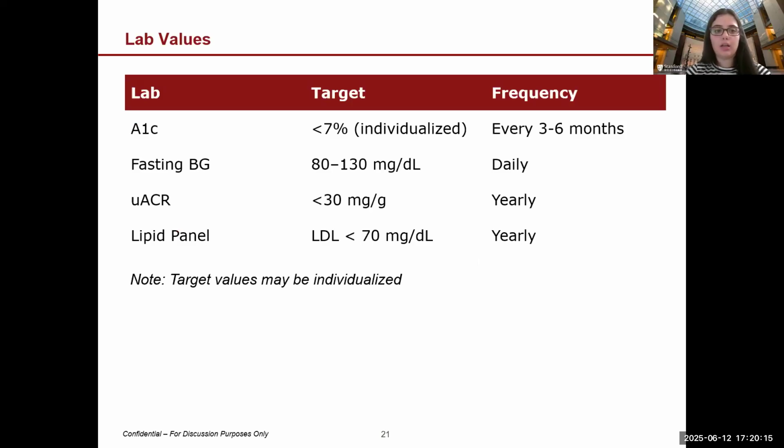And this is just a summary slide of all the lab values that we look at, which I've already mentioned, but just to go over the frequency. So A1C, usually we would like it to be checked every 3 to 6 months, more so every 3 months until your diabetes is at goal. Fasting blood glucose should be checked daily. Urine albumin to creatinine ratio is annual, as well as the lipid panel, which is checked annually. And just note that the target values may be individualized depending on the stability of your diabetes.